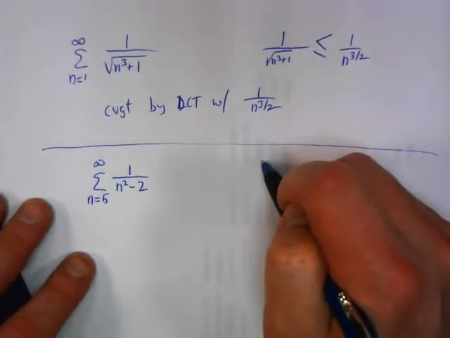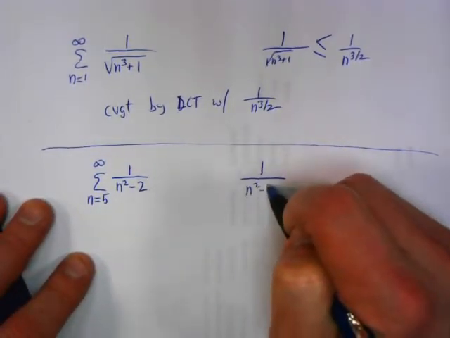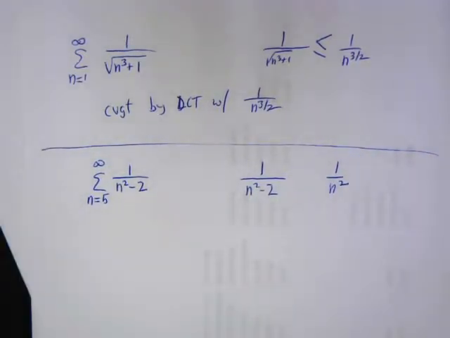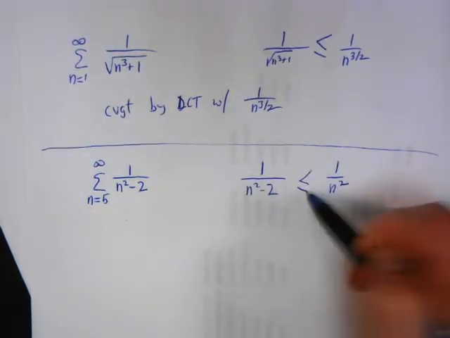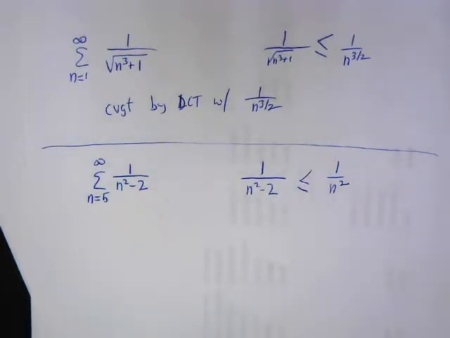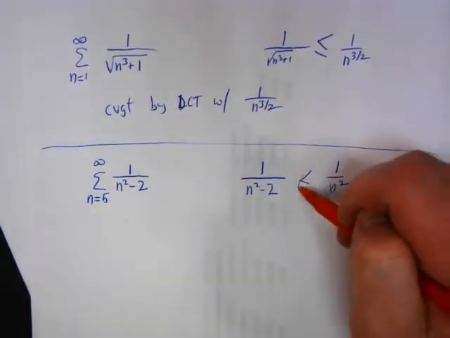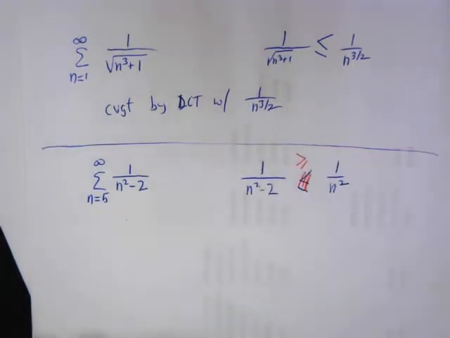So what I would really want to do is compare 1 over n squared minus 2 and 1 over n squared. In which way do I need my inequality to go, if I'm going to use the direct comparison test? I need it to be less than. Unfortunately, that's not true. Why is that not true? Because the minus 2 is making the denominator smaller. When you make the denominator smaller, it makes the entire fraction bigger. So unfortunately, my inequality has to go that way.